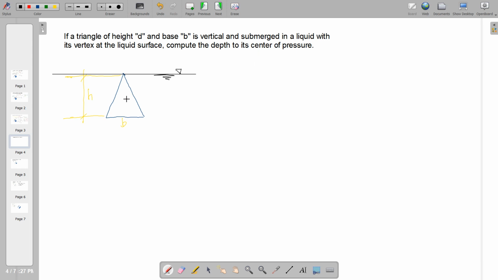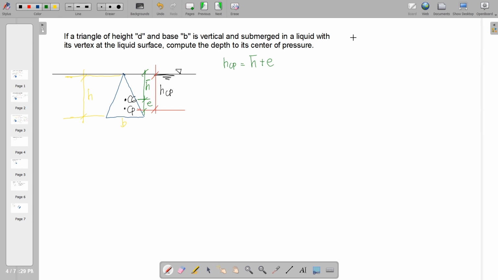So now the center of pressure is just below the center of gravity. So this is the center of pressure. So our task is to determine this H up to the center of pressure. We know that the distance between the CG and the CP is E, and the center of gravity up to the liquid surface is H bar. So H bar will be added to E to come up with HCP.